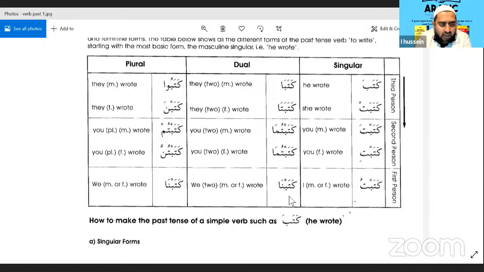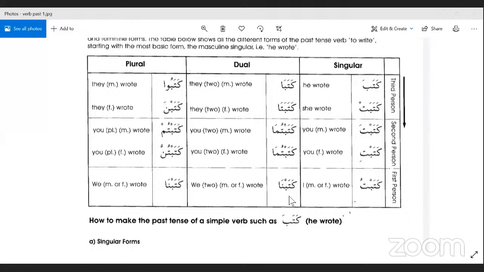Sister Shazia Sultan, Shazia Sultana. Okay, Brother Muhammad.